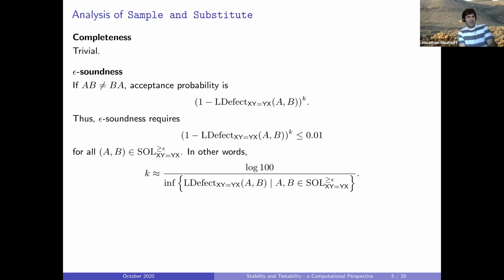And this, just by taking a log and rearranging, basically means that k needs to be some constant over the infimum over all A and B's that the algorithm may encounter. I'm taking the infimum here because we need to be ready for the worst case. The worst case here would be a pair AB with the least local defect among all these pairs that are epsilon far from being a solution. So we basically want k to be some constant over this infimum.